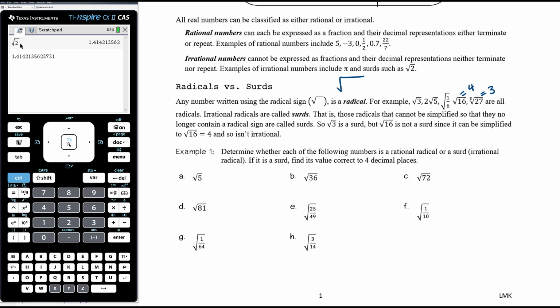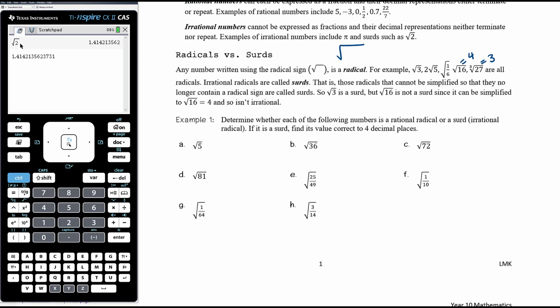Okay, so determine whether each of the following numbers is rational, radical, or a surd. That is an irrational radical. If it is a surd, find its value correct to 4 decimal places. So it's either a rational radical or an irrational radical. They've all got radical signs. Okay, so root 5 can't be simplified any further than that. We'll talk about simplifying surds in the next video, okay? And so this is a surd. That is an irrational radical.